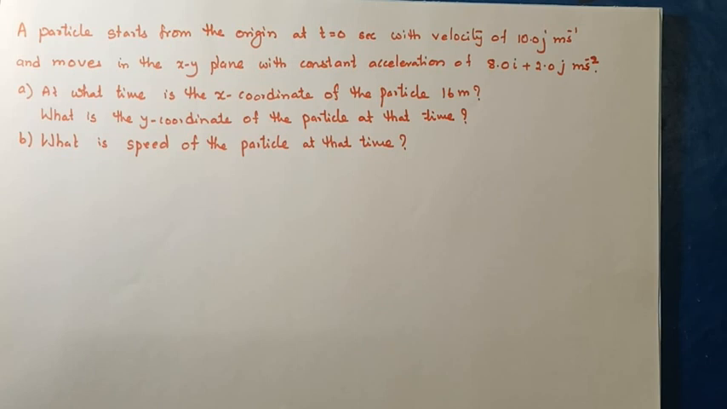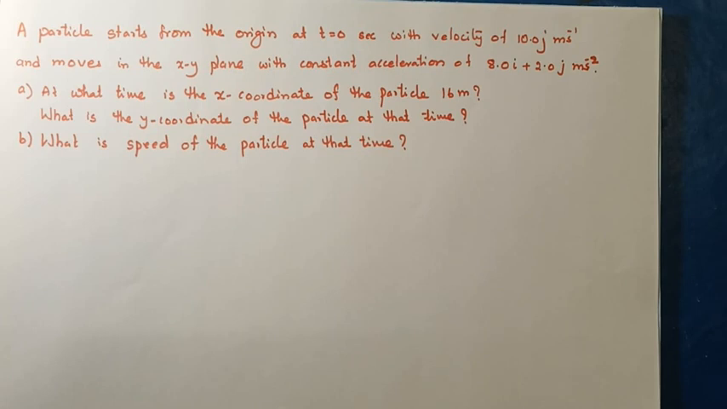Now another problem. A particle starts from the origin at t equal to 0 seconds with a velocity of 10.0 j meters per second and moves in the xy plane with a constant acceleration of 8.0 i plus 2.0 j meters per second square. Now the question: at what time is the x coordinate of the particle 16 meters? At that same time, what is the y coordinate of the particle, and what is the speed of the particle at that time?